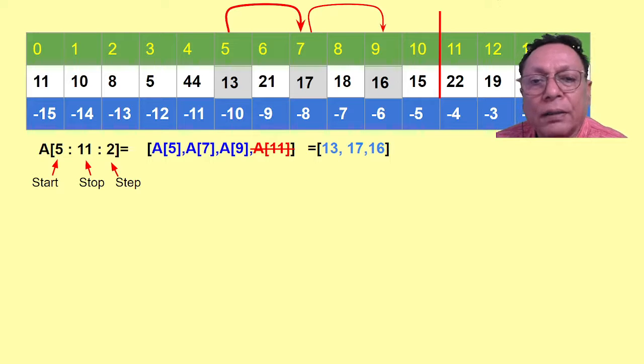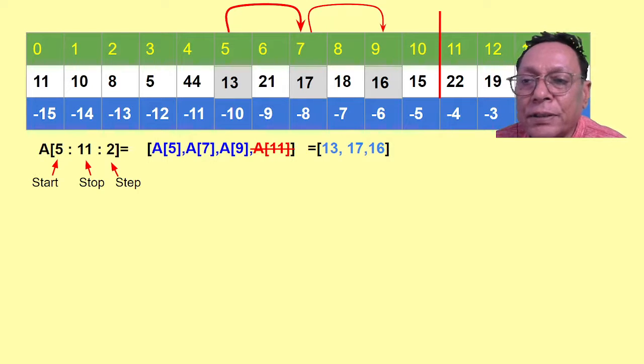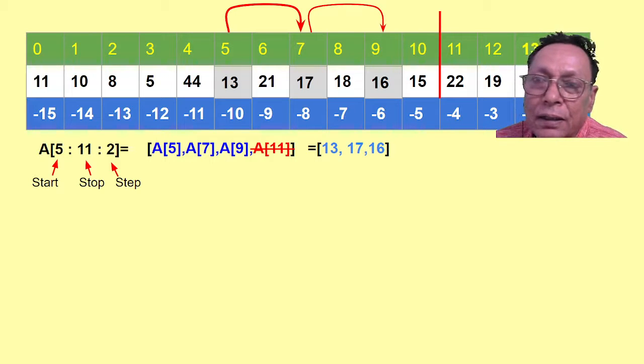So after index 5, you'll jump to index number 7. After 7, you'll jump to index number 9. And after 9, you would have to jump to index number 11, which is not possible because we stop before the stop index. Okay.